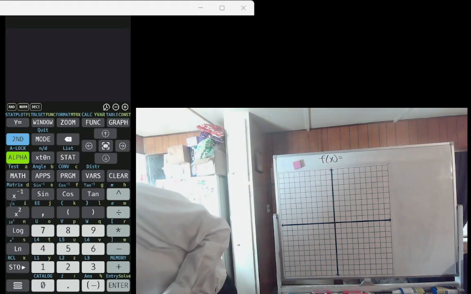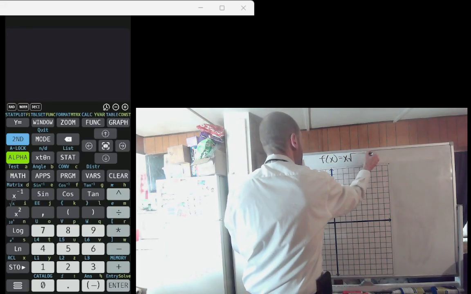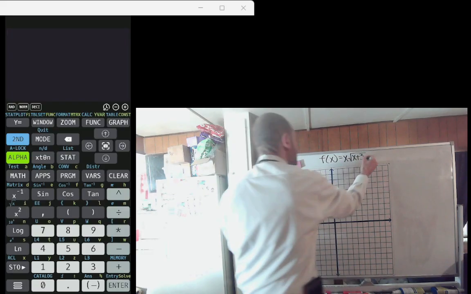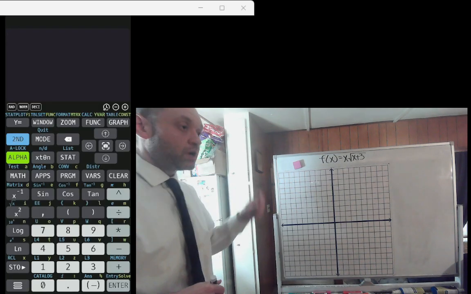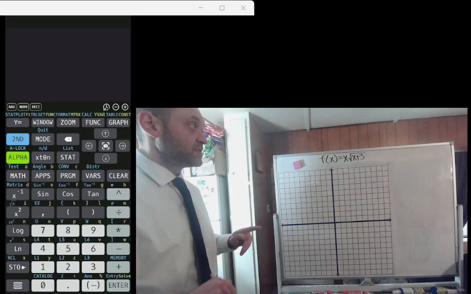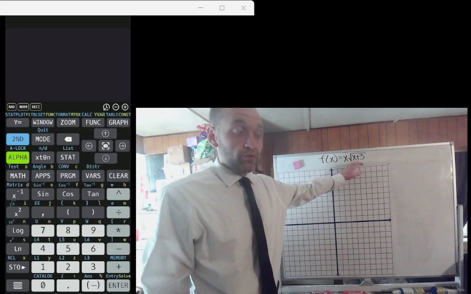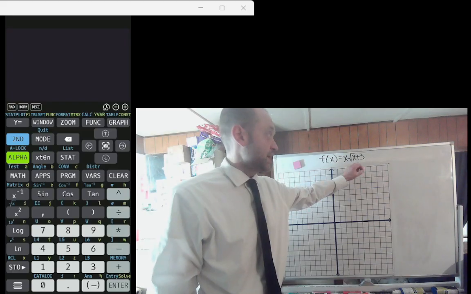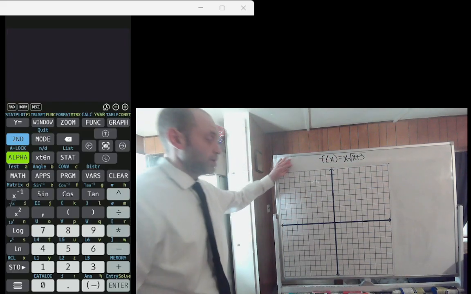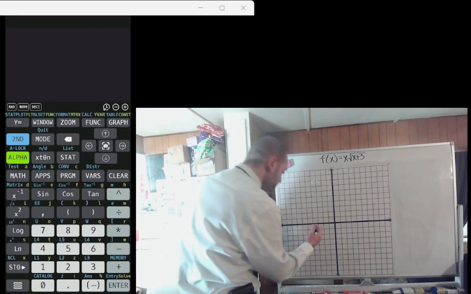Alright. F of x equals x times the square root of x plus 3. Well, first, what is the domain of this function? We notice that the square root itself is only defined for values of x which would make the value under the square root greater than or equal to 0. So x has to be greater than or equal to -3. So let's start at -3 for x. I'll get a y value of 0.